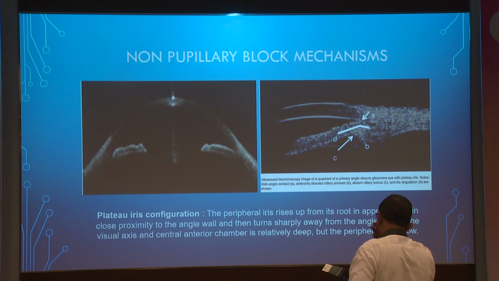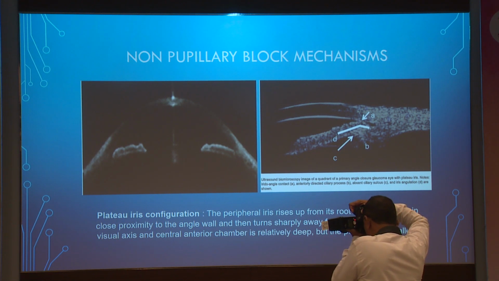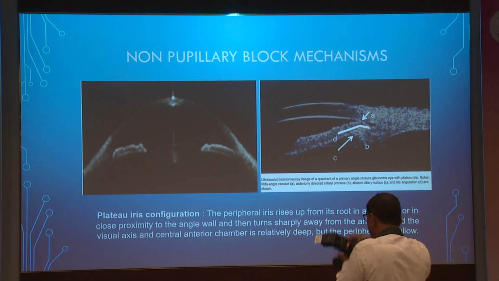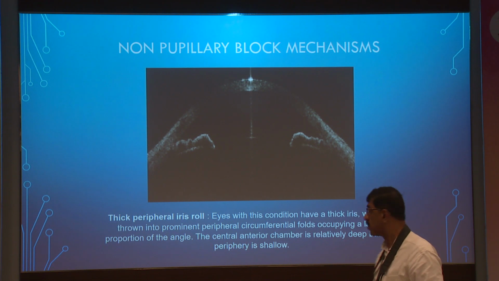Other mechanisms are the non-pupillary block mechanisms. The first is the plateau iris configuration, where the peripheral iris rises up from its root in opposition or close proximity to the angle wall and then turns sharply away from the angle towards the visual axis. The central anterior chamber here is relatively deep, but the periphery is shallow. Another mechanism is the thick peripheral iris roll. The name itself suggests that the iris volume is more here, and the iris is thrown into different circumferential folds which occupy the major portion of the angle, leading to blockage of the angle.